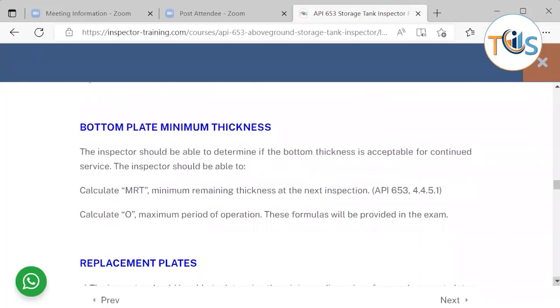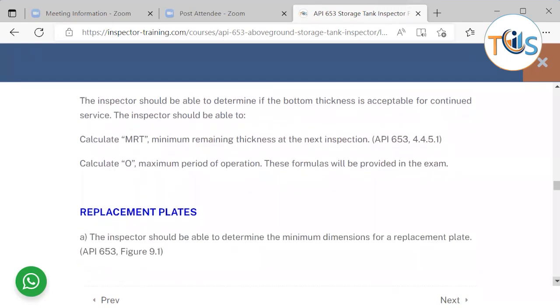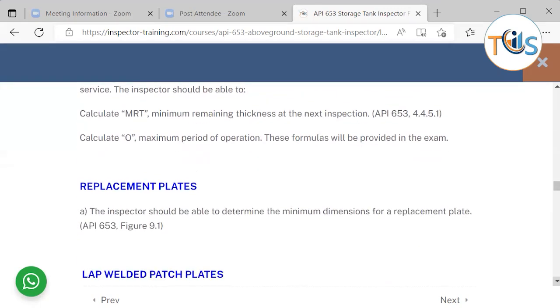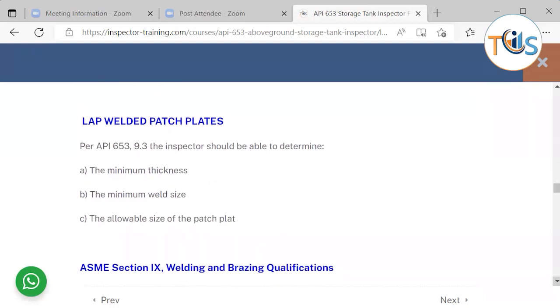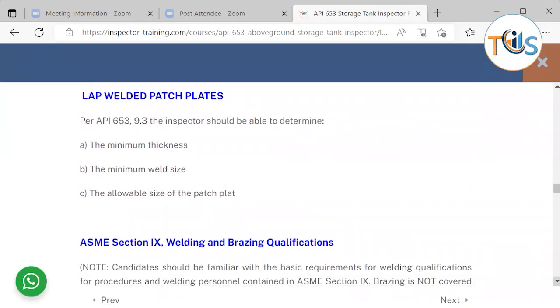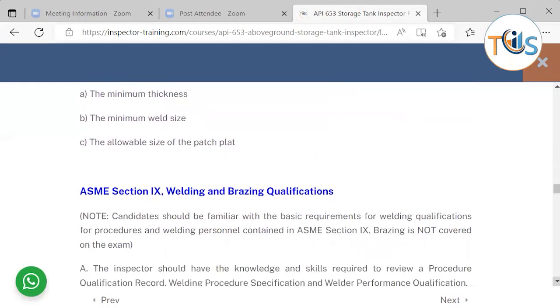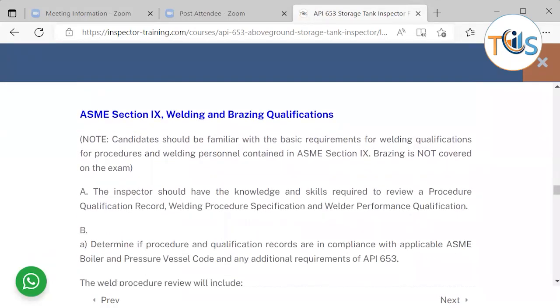Bottom plate minimum thickness. Again, you can see it in the 650 construction code, as well as, it's easier to look at 653, the inspection standards code: the minimum thickness, remaining thickness for the next inspection interval, replacement plates. There are figures in section 9 of 653, and lap welded patch plates, minimum thickness and belt size and allowable size of patch plate.